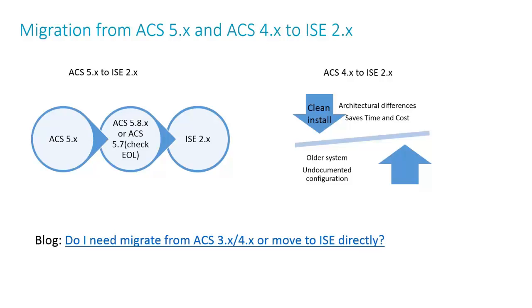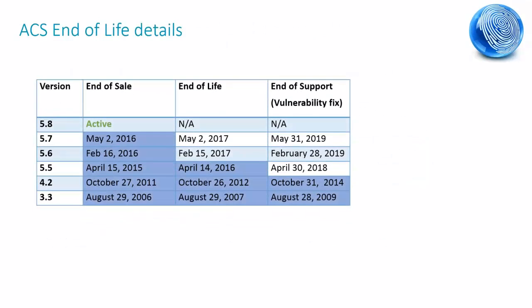Having discussed the migration path from ACS 5X and ACS 4X, the next obvious choice would be to talk about end of life considerations, so that the customer can upgrade to the latest version of ACS before migrating to ISE. This chart gives you the end of life information. As I mentioned earlier, 5.8 is the active version. All the other versions have been announced end of life, and most of them are end of sale, and some of the older versions, 5.5 and below, are end of life. The oldest versions, 4.2 and 3.3, are end of support as well. So if you have customers on 4.2 and 3.3, please migrate them ASAP.